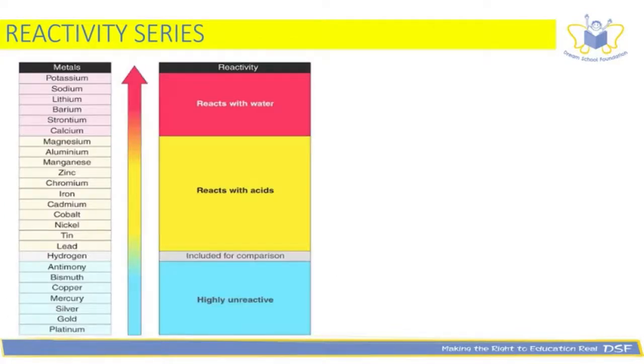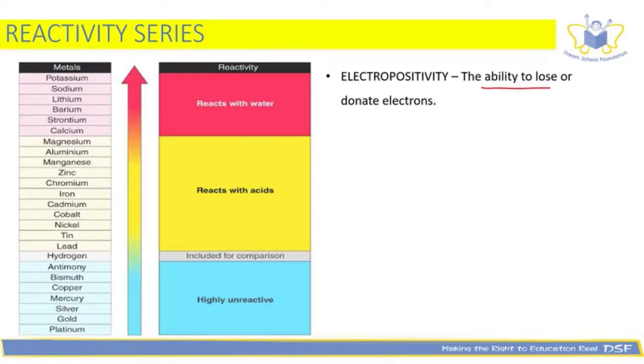To understand the reactivity series, it is important to understand what is electropositivity. Electropositivity is the ability to lose or donate electrons. So what does this mean? It just means that metals readily lose electrons and form cations.